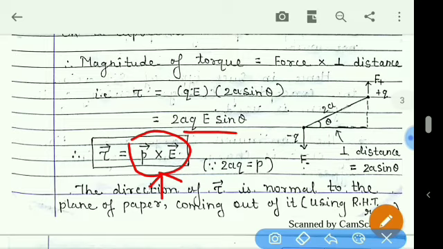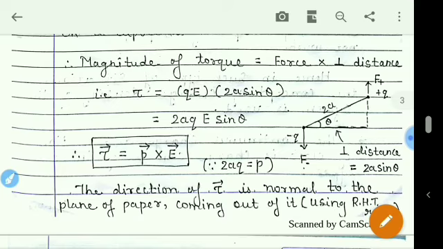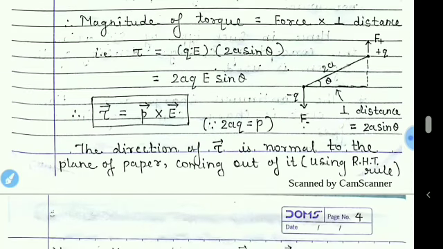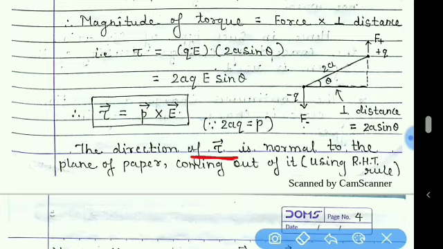So definitely this torque is a vector quantity and it must have a direction. So what is the direction of the torque? The direction of torque is perpendicular to the plane of the paper. Perpendicular means normal to the plane of the paper, and it is coming out of it in this situation.